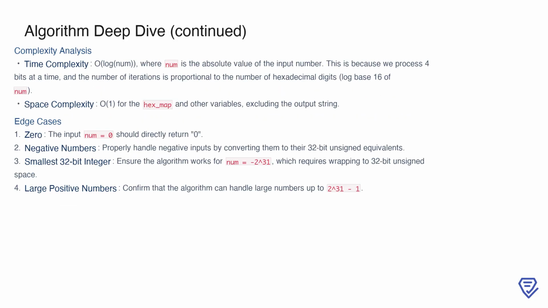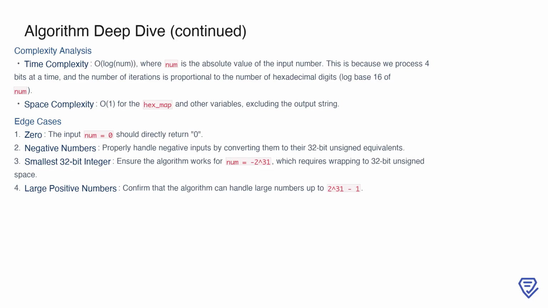Now, let's analyze the complexity of this algorithm. The time complexity is O(log number), where number is the absolute value of the input number. This is because we process 4 bits in each iteration, and the total number of iterations corresponds to the number of hexadecimal digits, which is proportional to the base 16 logarithm of number.